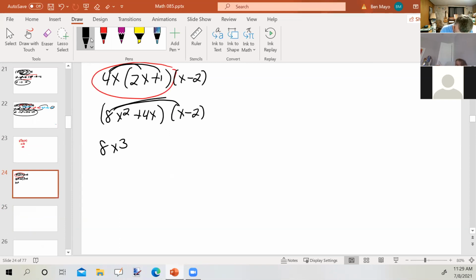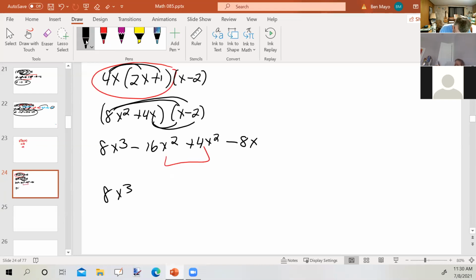Okay, so then this is going to become 8x cubed minus 16x squared plus 4x squared minus 8x. We've done all the multiplication, so now we're going to combine like terms. So we're going to get 8x cubed minus 16x squared plus 4x squared is minus 12x squared, and then minus 8x.